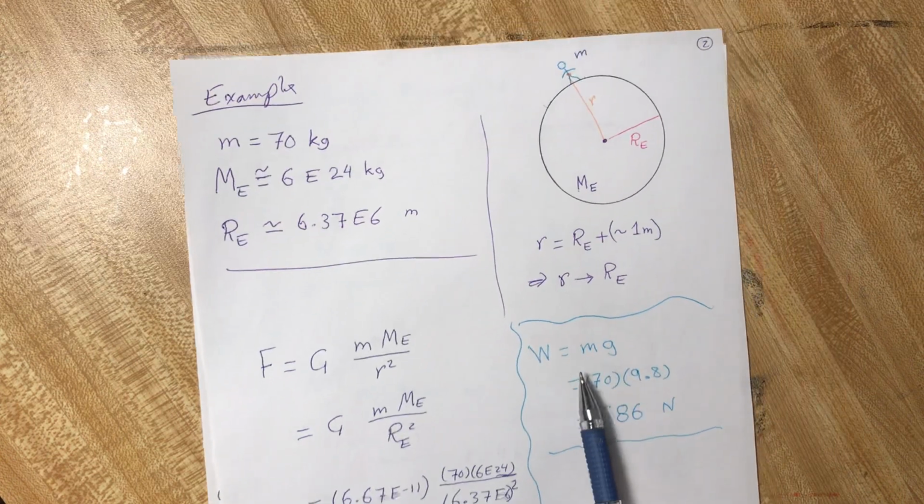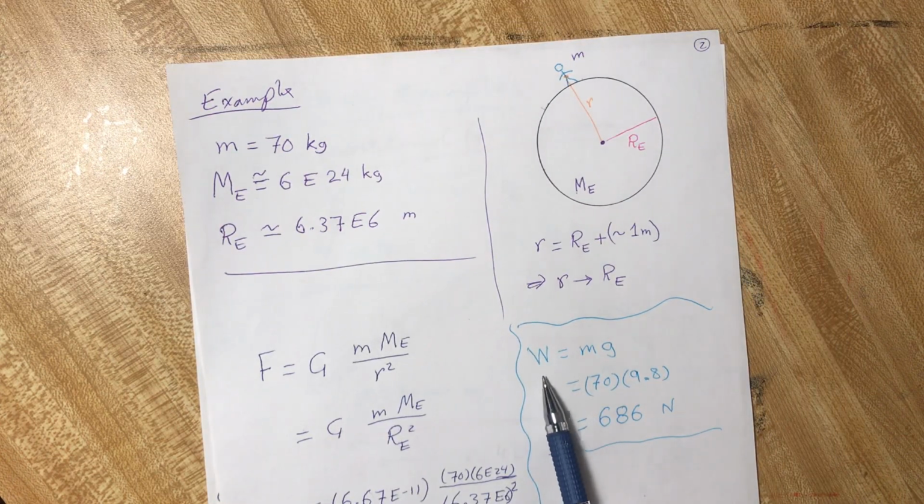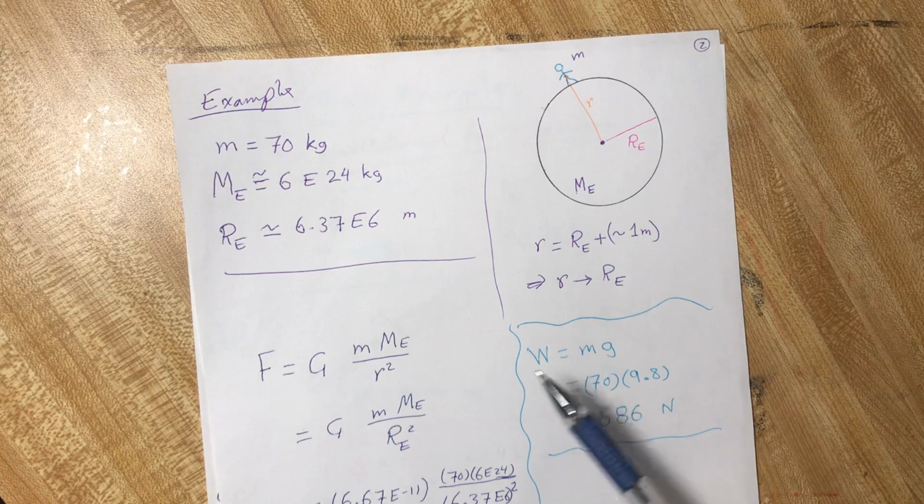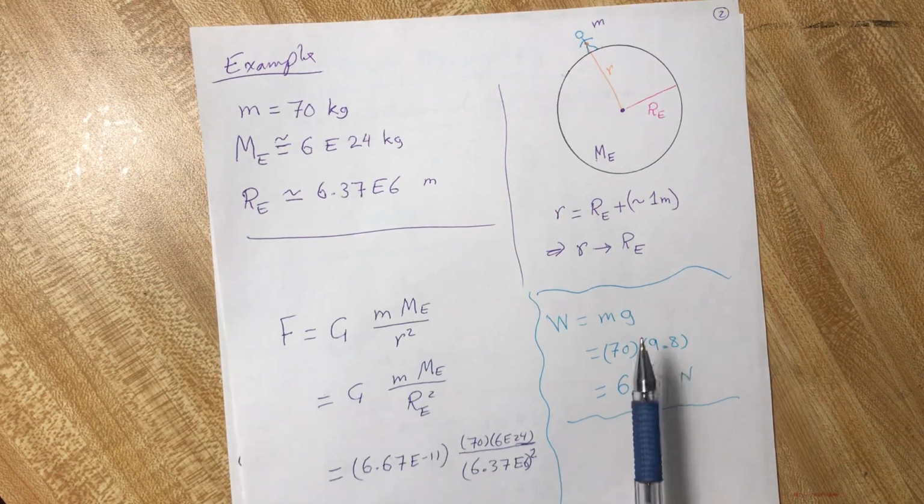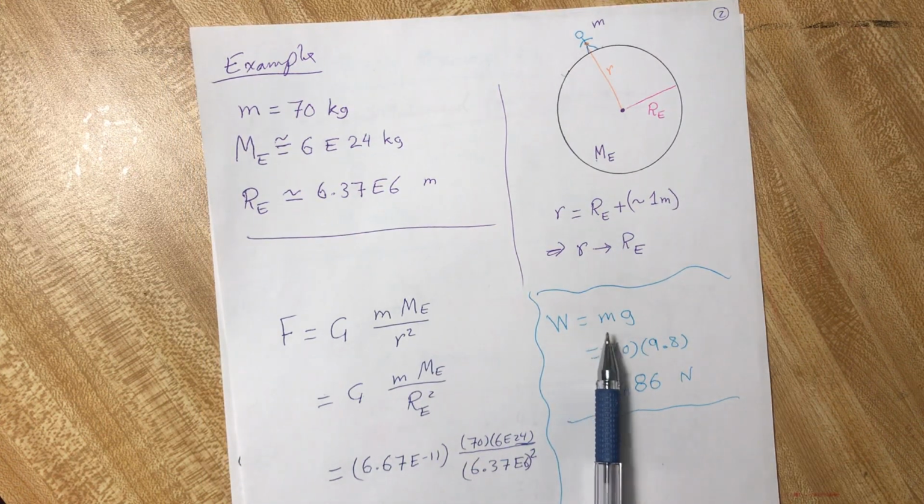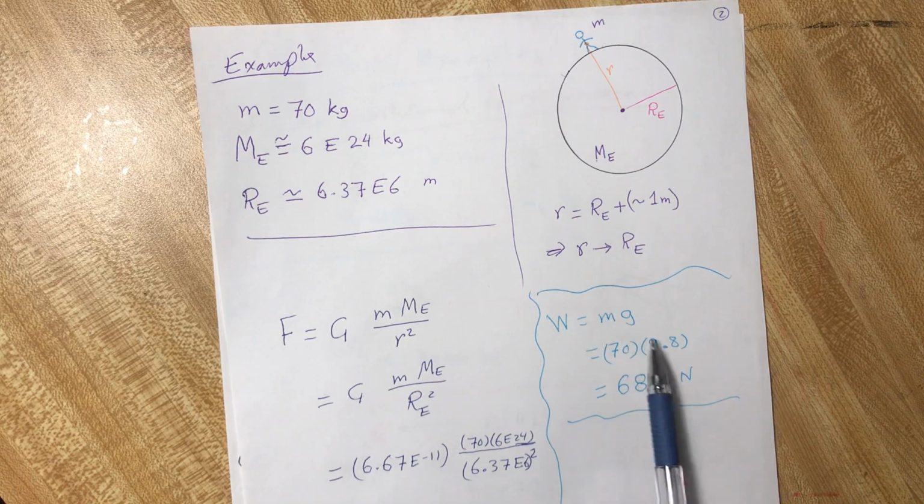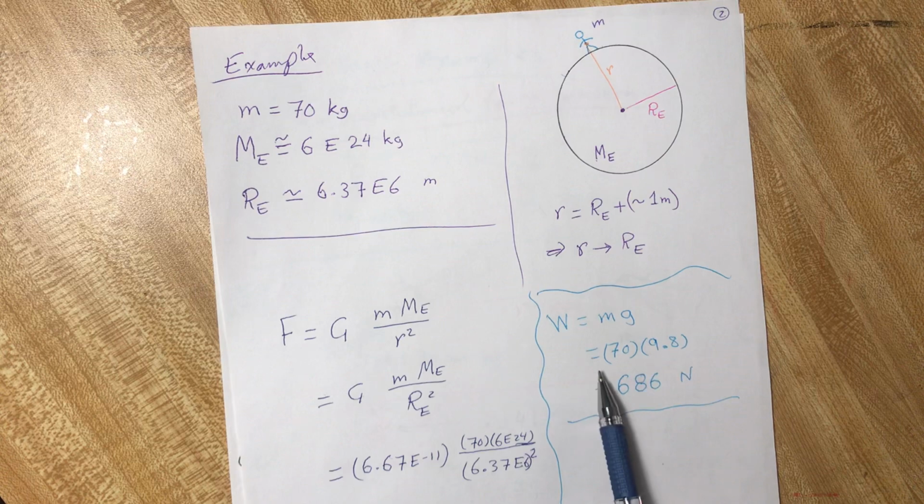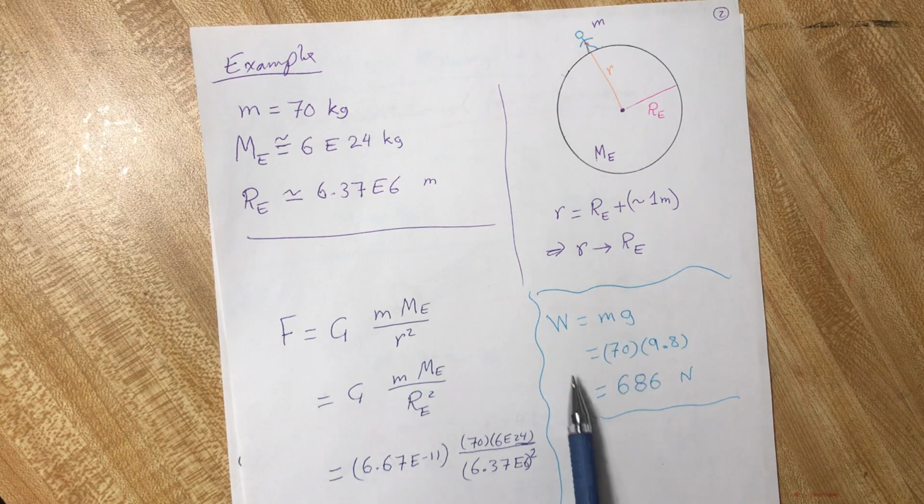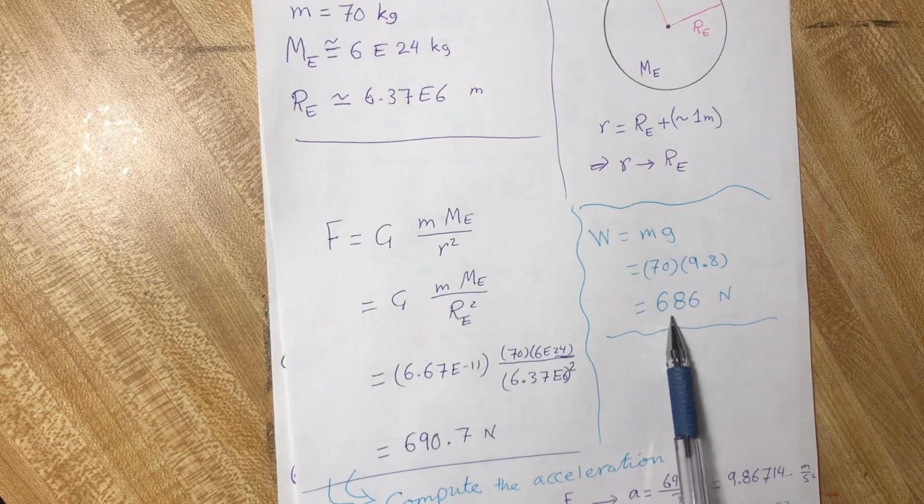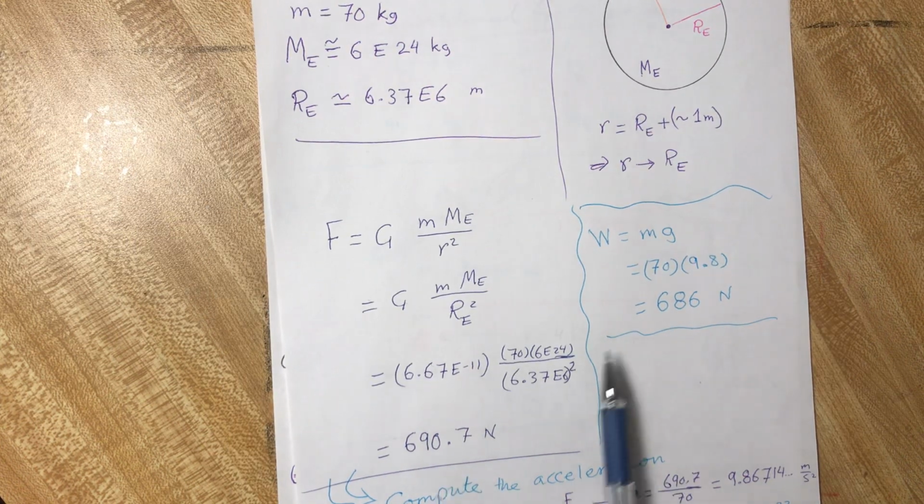What if we need to compute the weight of the man? The weight, as we know, is the force between the man and the earth. It is the same force. So using Newton's second law, which is ma, and a is g at the surface, approximately 9.8, the weight of that man is 686 newtons, which is almost the same as the force between the man and the earth.